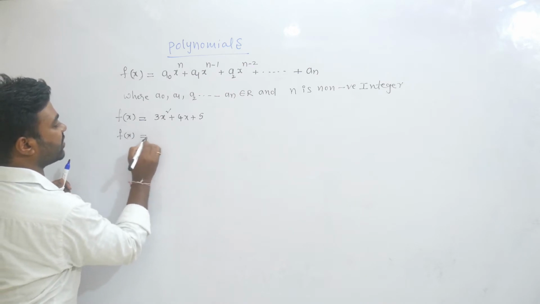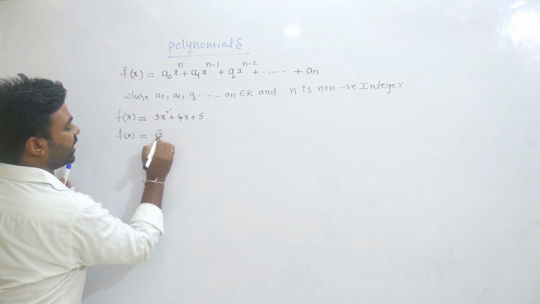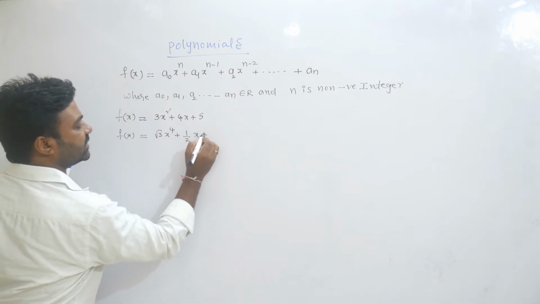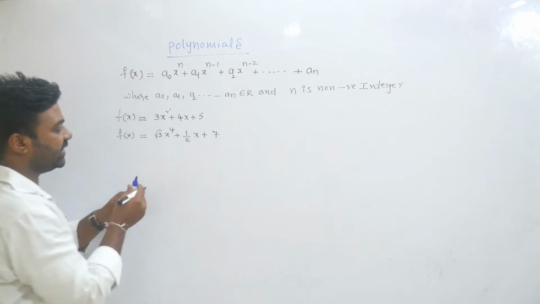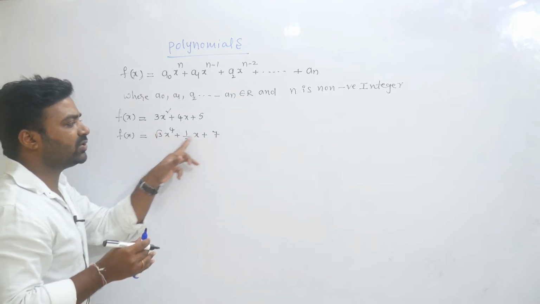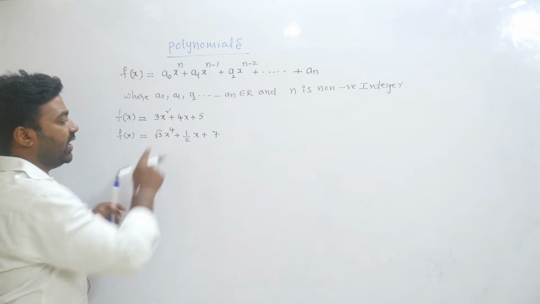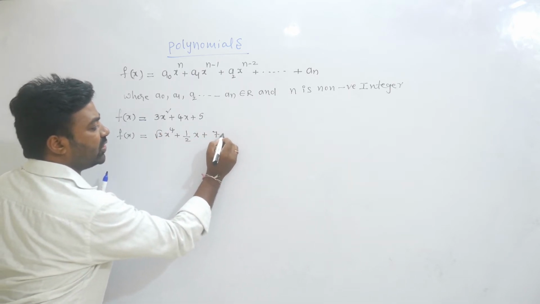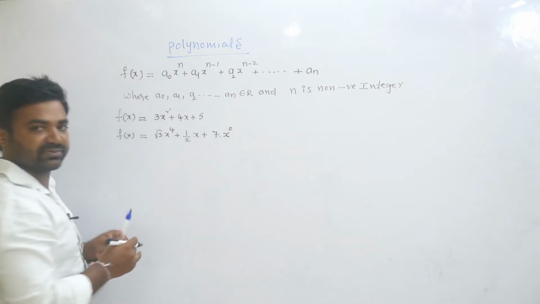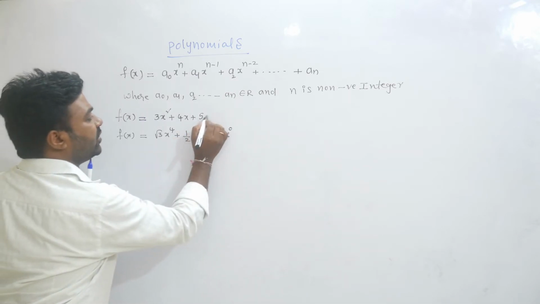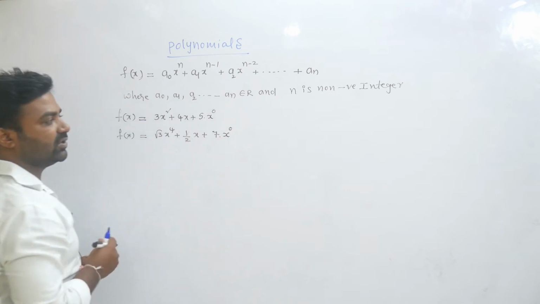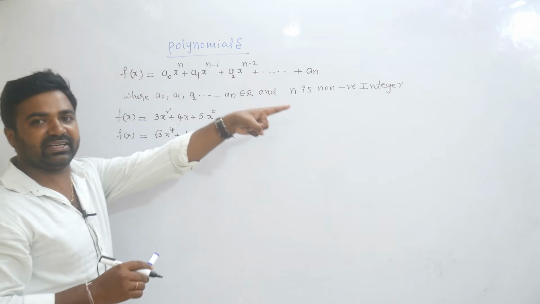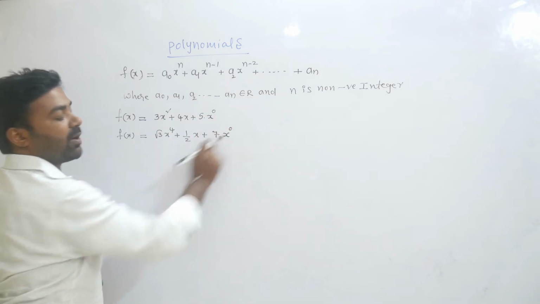Next, one more example. f of x is equal to root 3 into x power 4 plus 1 by 2 into x plus 7. Here root 3, 1 by 2, 7 are real numbers. And the variable powers are 4 and 1. We can also write 7 into x power 0. So the variable powers 0, 1, 4 are non-negative integers. That's why it is an example of a polynomial.